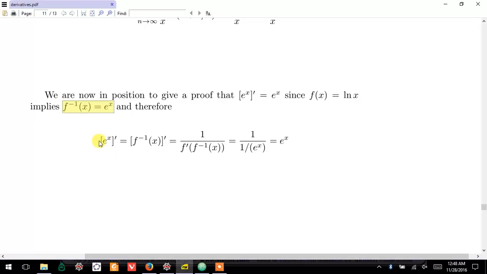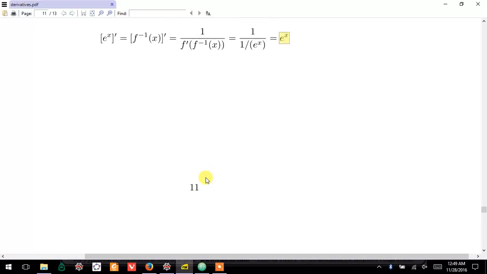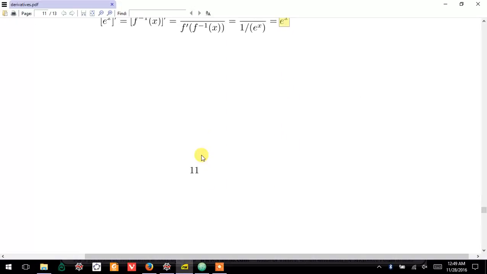And so we want to know, what is the derivative of e to the x? Well, that's the derivative of f inverse. We plug everything into the formula, and that's 1 over, well, what's the derivative of f? That we just showed is 1 over x. So we have 1 over x, but we plug into it the inverse function, which we know is e to the x. So ultimately, by the inverse derivative law and what we know about logarithms, this is 1 over e to the x. Well, that's the same thing as just e to the x. So the derivative of e to the x is in fact e to the x.